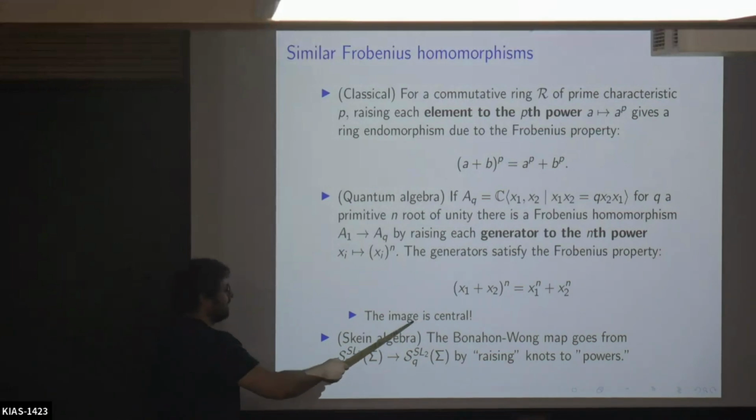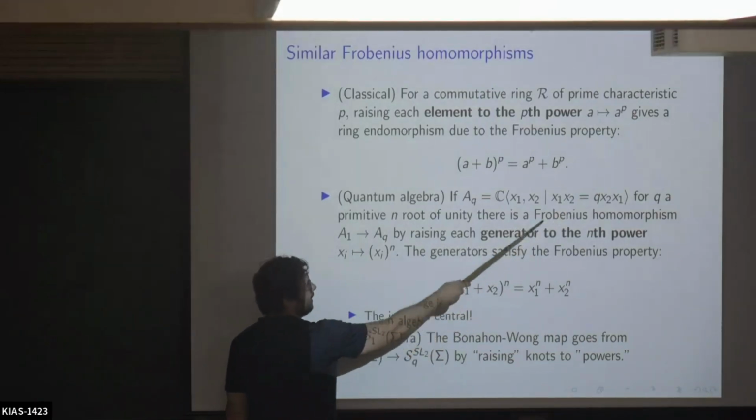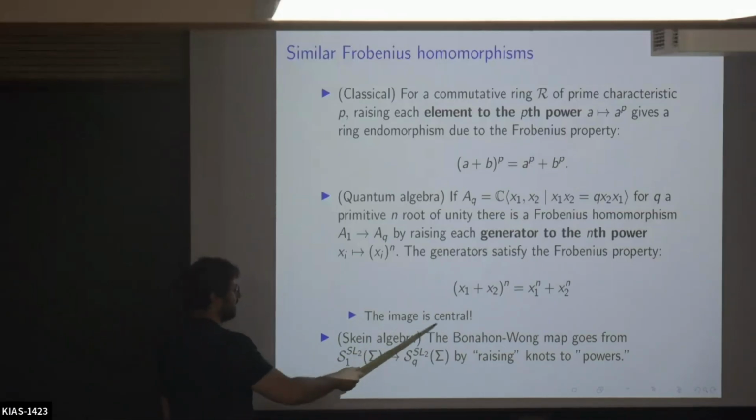One thing to notice is that the image of this map is central, because if x1 and x2 q-commute, then if you have x1 to the nth power and you multiply it by x2, you'll pick up one power of q every time you slide over, so you get n powers of q, and q to the n is 1. And so you actually get the whole center this way.